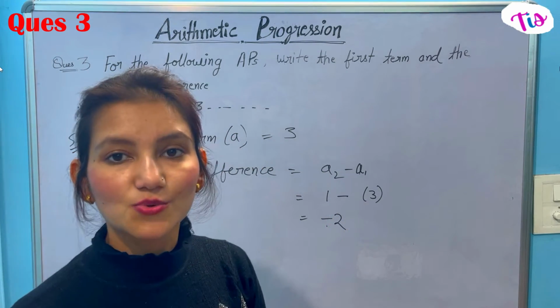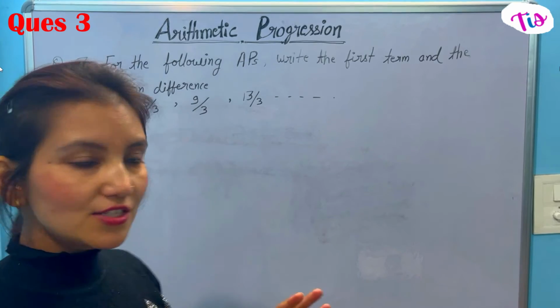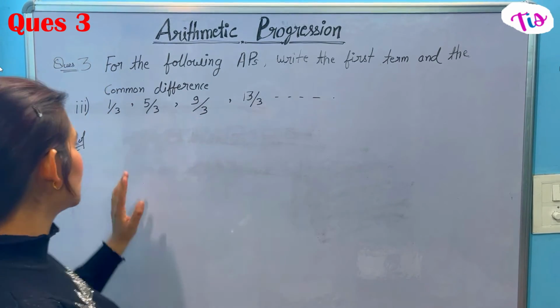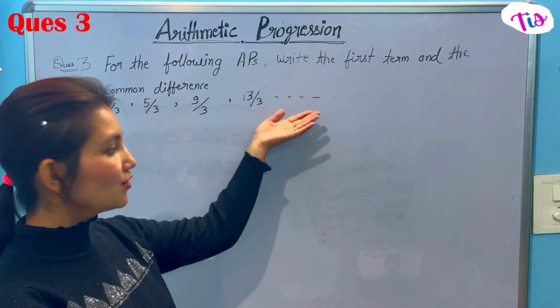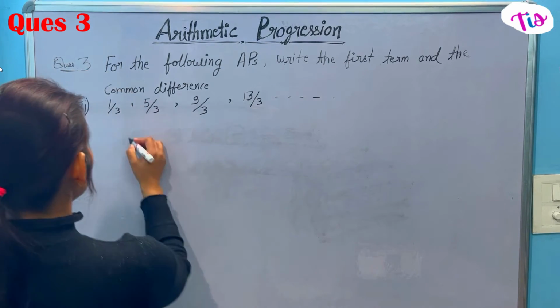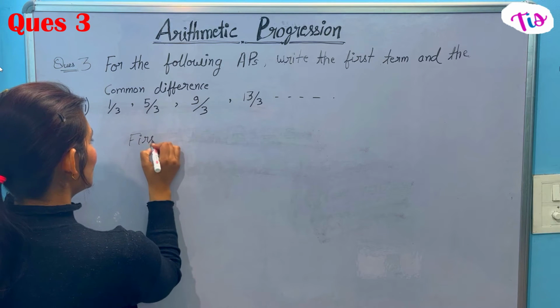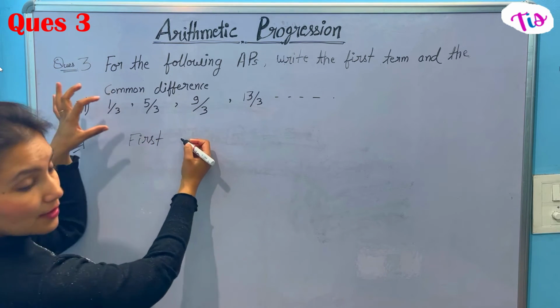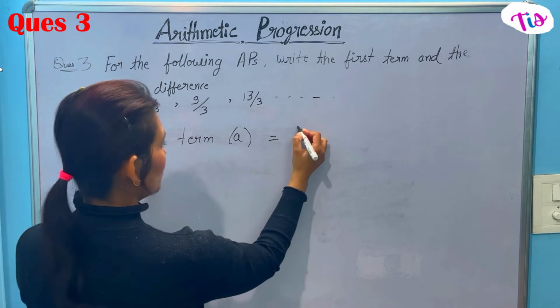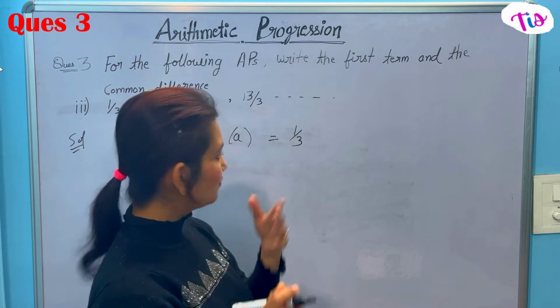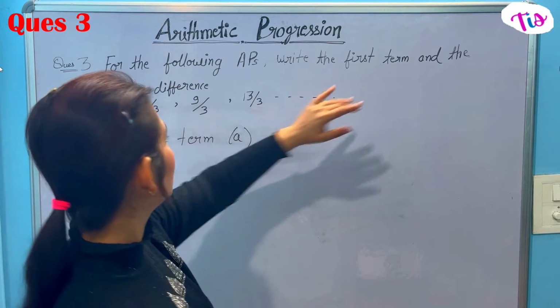Okay, let's move to the next question. Now let's solve part 3, and part 3 is this. We need to find out the first term and common difference again for this AP also. So what is the first term? Obviously 1 upon 3. So the first term, that is A, will be 1 upon 3. So we got our answer for the first term. Now we need to find out the common difference.